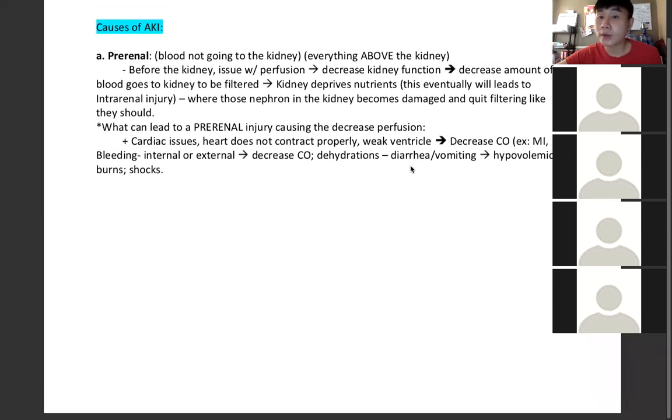Okay, so also when we have diarrhea and vomiting, this also causes dehydration and hypovolemia. So when we don't have fluid inside the body, the blood viscosity gets so thick that the perfusion is not happening, and there's not enough fluid inside the body to perfuse the kidney, and it will also lead to pre-renal. So as well as burns and shock. So anything relating to the perfusion of the kidneys means pre-renal.